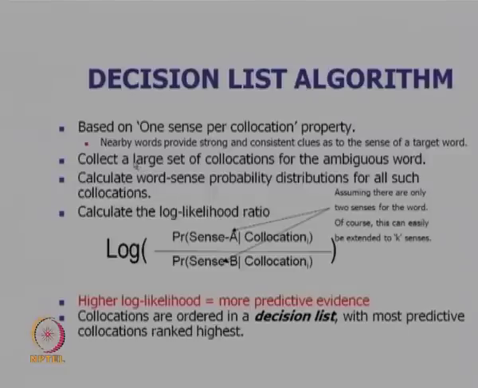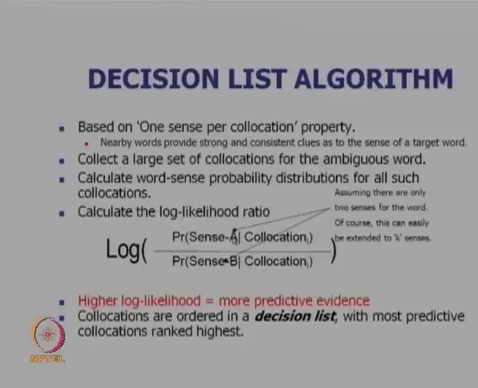So, the algorithm is as follows: collect a large set of collocations for the ambiguous word, in this case let us say bag, which we were working with. Calculate word sense probability distributions for all such collocations. Here is a formula, assuming there are only two senses for the word. Of course, this can easily be extended to k senses. So, probability of sense A given the collocation i divided by probability of sense B given the collocation i, take this ratio and take the logarithm.